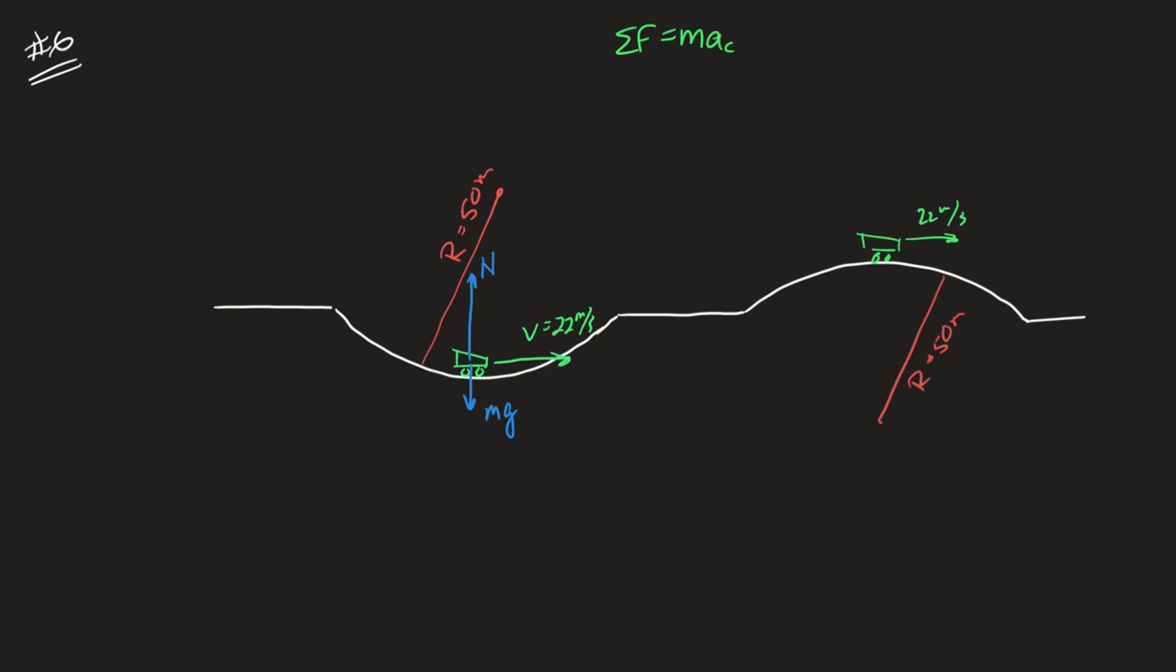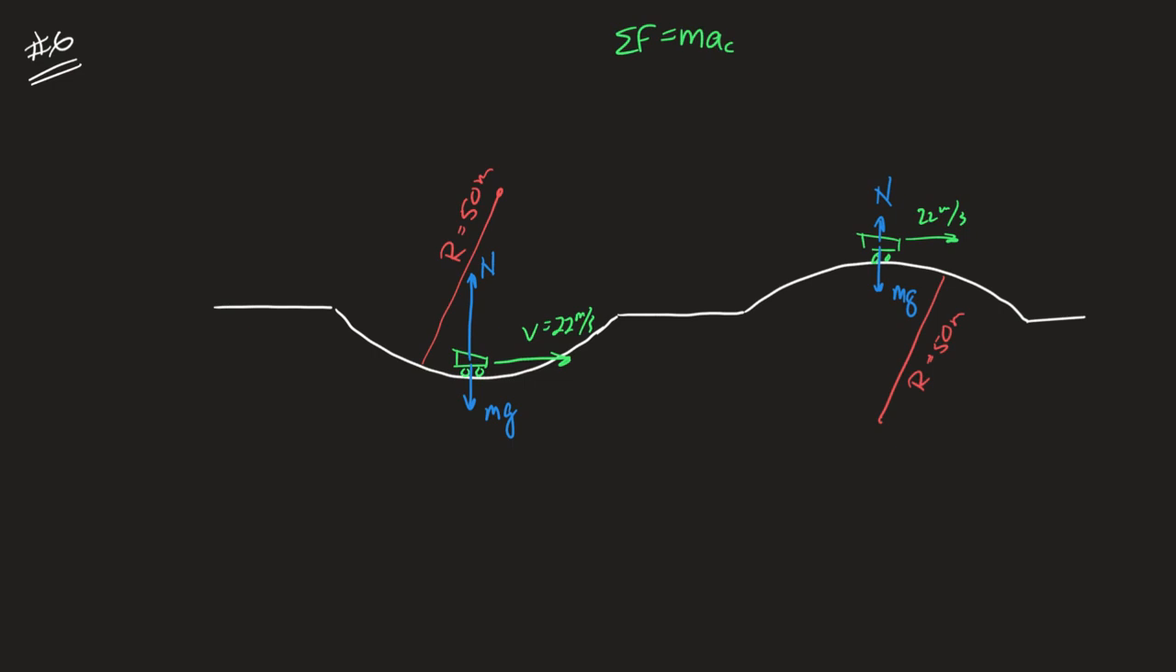Similarly, this car is going to have the same value for the weight, but it's going to have a much smaller normal force, so that the unbalanced force is downward, so it can make it through the turn. So again, that's why you feel heavier at the bottom of a roller coaster curve, and this is why you feel lighter at the top.